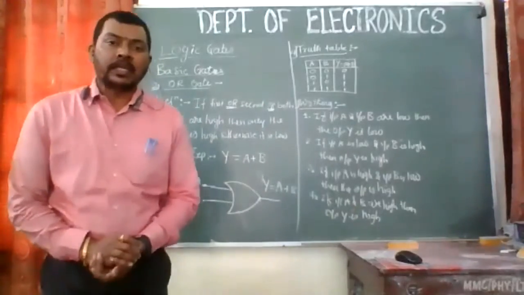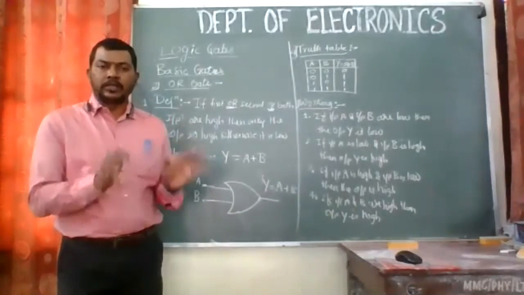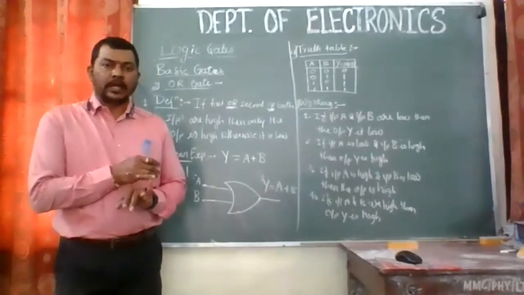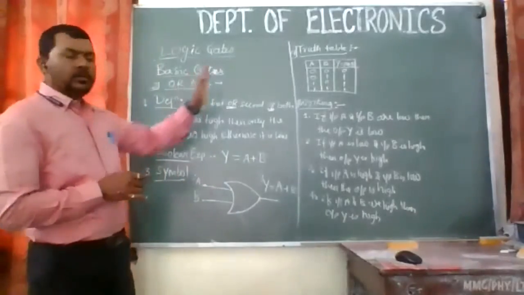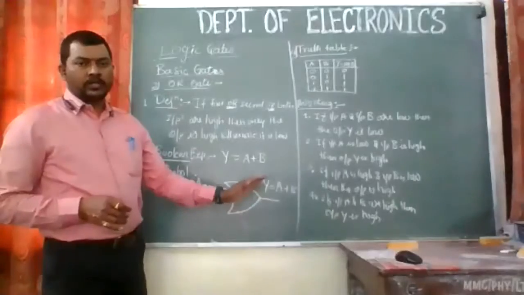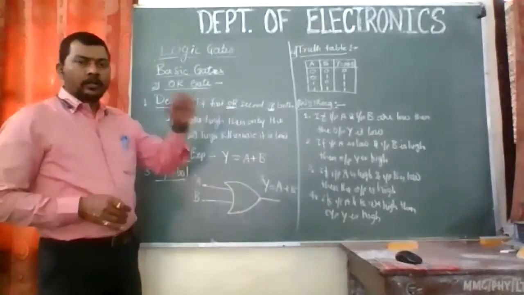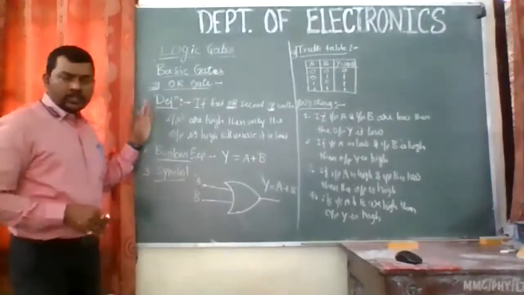So this is the second gate that we need to study. The first gate was the AND gate, which is a basic gate. The second basic gate is the OR gate, right? And the definition, symbol, expression, truth table, and working are what we are expecting you to write in the theory. So this is the OR gate.